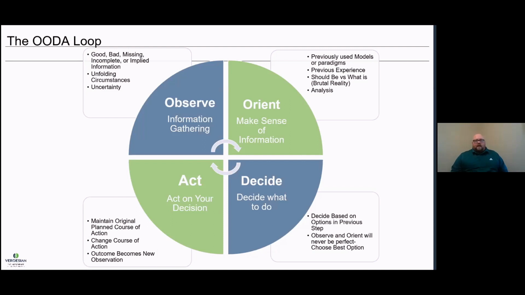Then you orient those observations to your gut feeling or your personal experience, the previous systems you've used. But the most important thing in this orient phase is looking at what should be versus what is. When we set out for a yield goal, we set out with this original crop plan and everything's supposed to go right, that's what should be. What is, is what has happened.